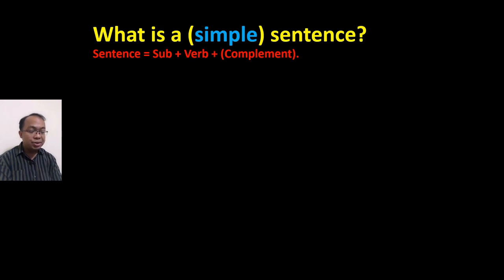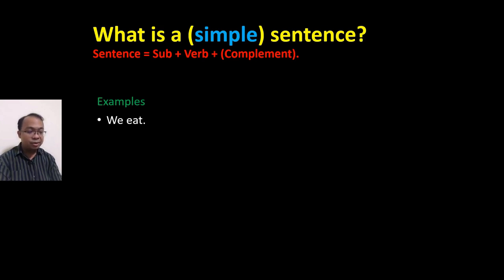What is a simple sentence, continued. The formula of a simple sentence is shown right under the title. Sentence equals subject plus verb plus complement. Okay, now let's see some examples of a sentence. We eat. All right, is it a sentence? We ate. Is it a sentence? This is what I'm asking you. Is it a sentence? What do we have here?